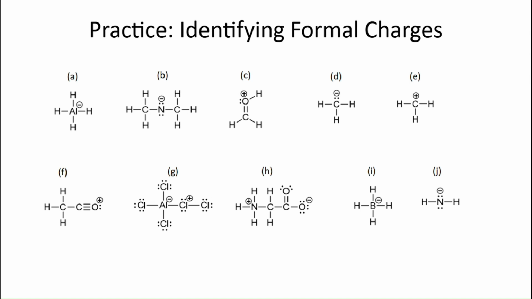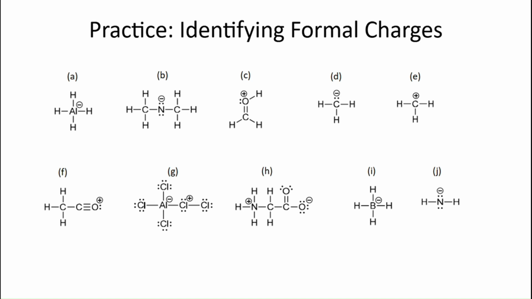Structure E. Carbon is in group 4A of the periodic table, and it should therefore have 4 valence electrons. In this case, the carbon atom exhibits only 3 valence electrons, 1 for each bond. This carbon atom is missing an electron, and it therefore bears a positive charge. Structure F. Oxygen is in group 6A of the periodic table, and it should therefore have 6 valence electrons. In this case, the oxygen atom exhibits only 5 valence electrons, 1 for each bond and 2 for the lone pair. This oxygen atom is missing an electron, and it therefore bears a positive charge.